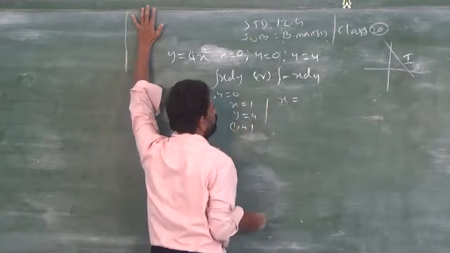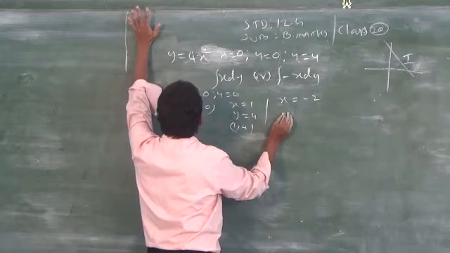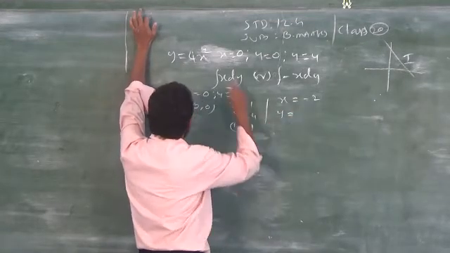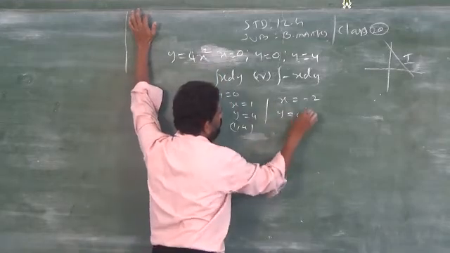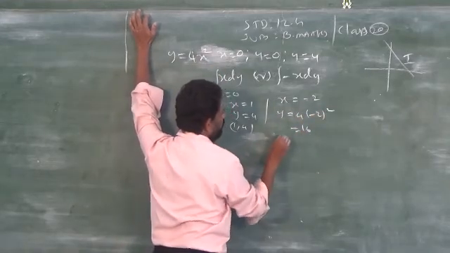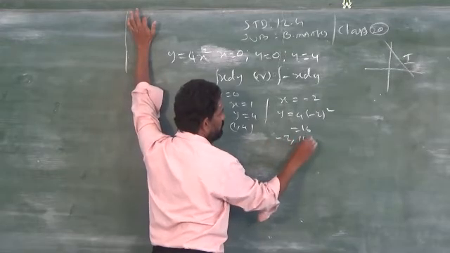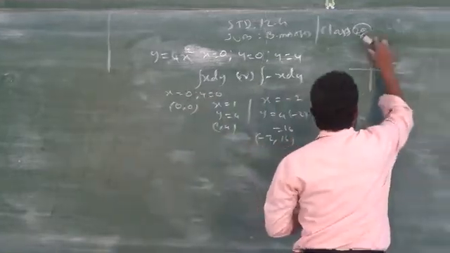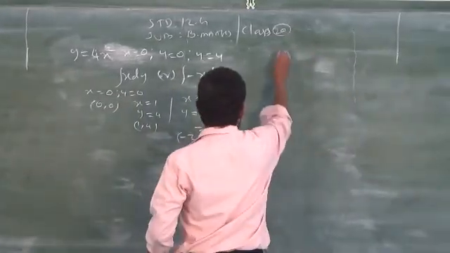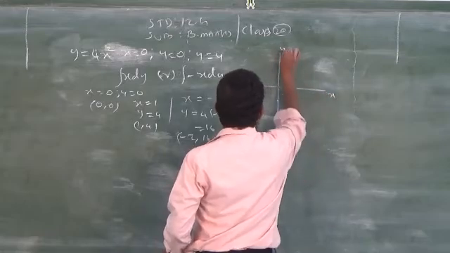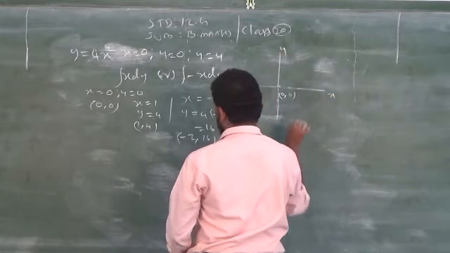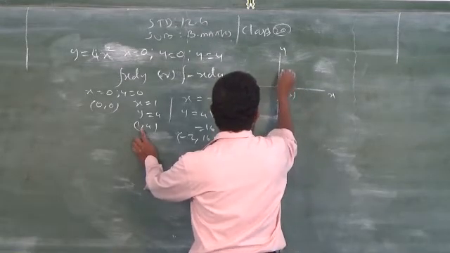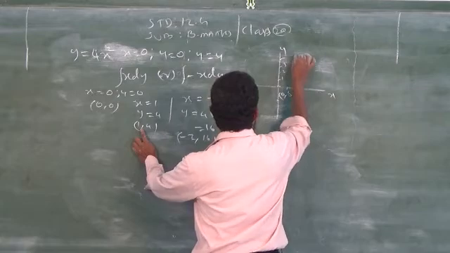Now replace x is equal to minus 2. So y is equal to how much? When I am replacing x is equal to minus 2, the whole square, that is 16. So what will be the answer? Minus 2 comma 16. Now you have to plot 0 comma 0, then 1 comma 4, here we will have 1, 2, 3, 4.